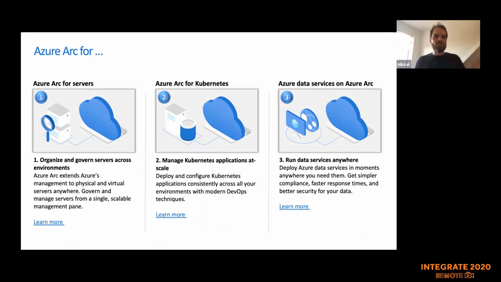We have Azure Arc for servers, we have Azure Arc for Kubernetes, and we have Azure Data Services on Azure Arc. They're all in preview. That's the current state of the service. I actually think Data Services is still in a closed or private preview, but it's definitely there in our docs exactly what state these services are in today.